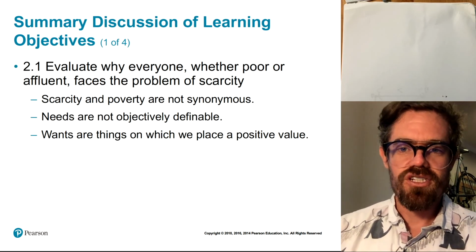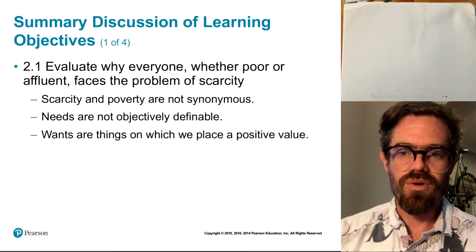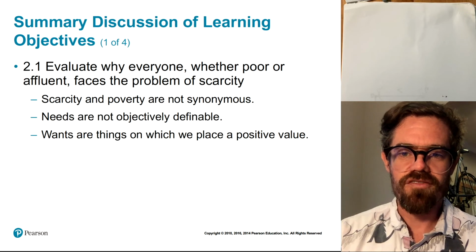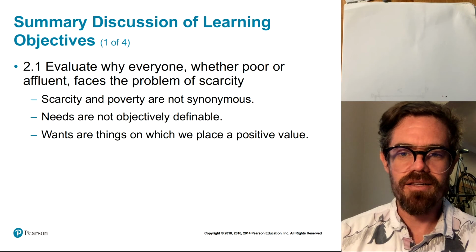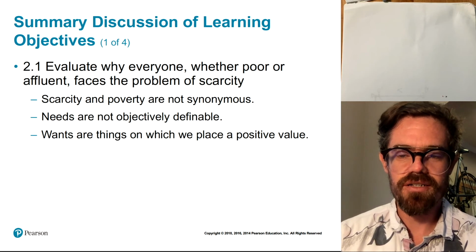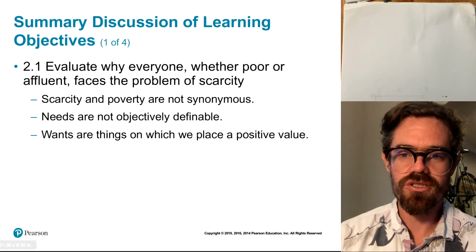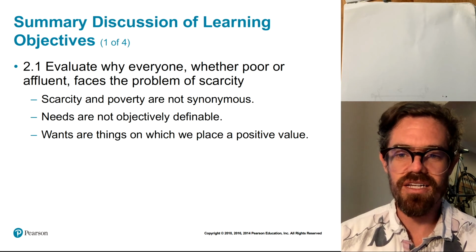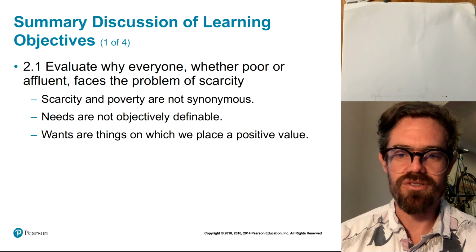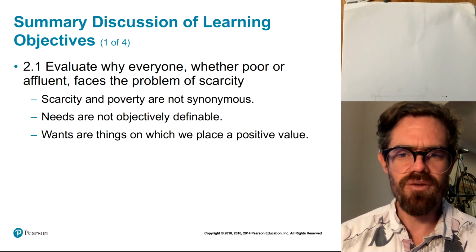All right, so that concludes Chapter 2. We talked about why everybody, whether they're poor or affluent, faces the problem of scarcity. Keep in mind that scarcity is not the same as poverty. It's also not the same thing as a shortage. We talked about in that section how needs are not objectively definable in economics. We don't have a definition for needs in economics. So basically everything in economics boils down to a want, and wants are things in which we place a positive value.